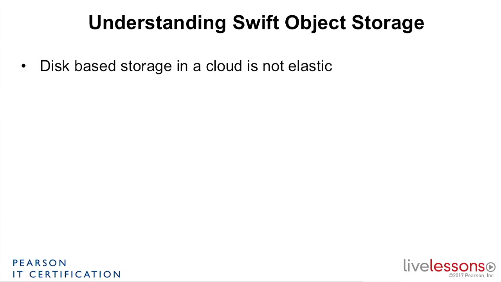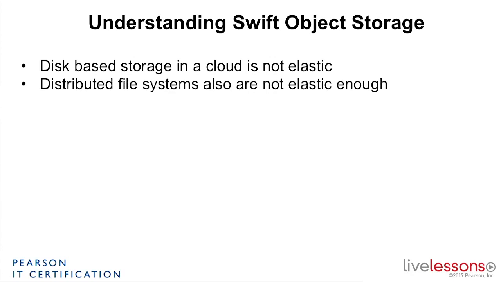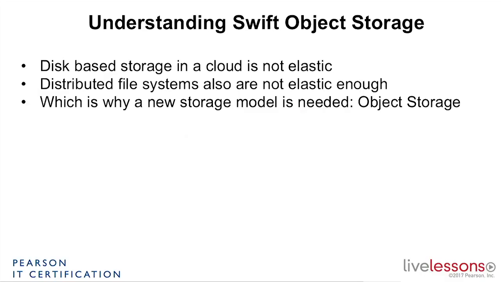The problem is that disk-based storage in a cloud is not elastic, because disk is always bound to a physical location and it is difficult to scale. Even distributed file systems, such as GlusterFS, are not elastic enough. Because if it all stops, you need to add something to it. On the contrary, distributed file systems are being used in a cloud environment. But if you want to do it in a more flexible way, a new storage model is needed, and that is object storage.